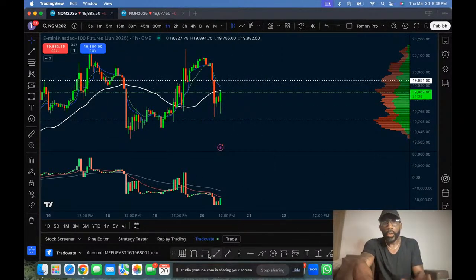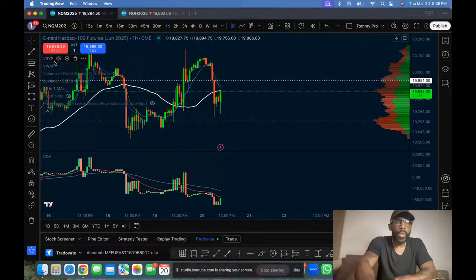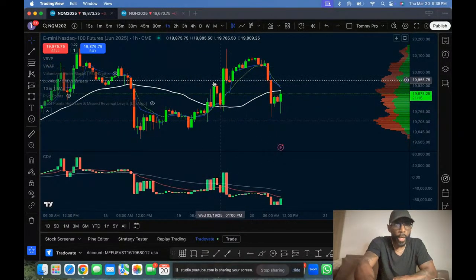So here is my chart setup. I have a couple of EMAs. I'll show you what I got here. I have my variable volume profile, which is this over to the left. VWAP, which is this blue line, this light blue or royal blue line. I don't really use the volume order blocks anymore. I use this every once in a while, but I really don't need to. I'm actually going to take it off.